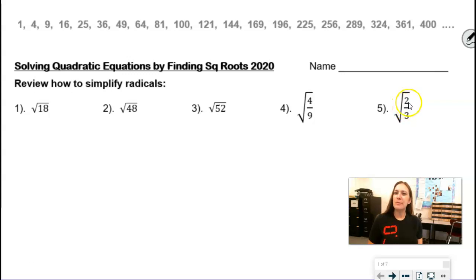And at the top of your notes page and the top of the slide, you're going to see a listing of numbers, and hopefully those look familiar to you. Those are what we know as the perfect squares. So 1 squared is 1, 2 squared is 4, 3 squared is 9, and so on and so on. So our first task is to recall, or possibly for some of us learn for the first time, how to simplify a radical without the use of a calculator and without giving a decimal answer.